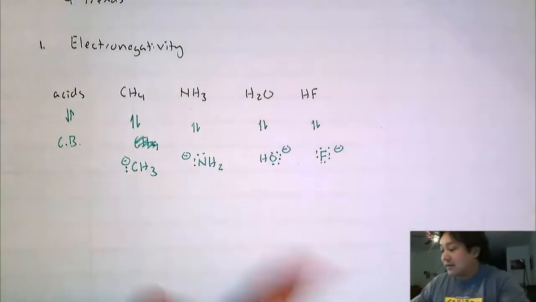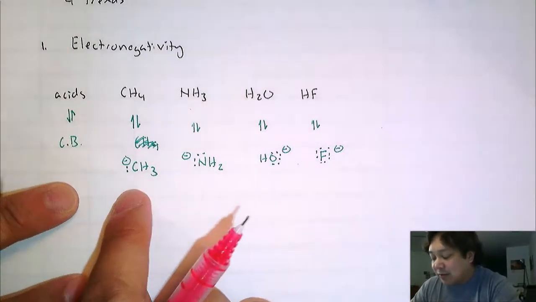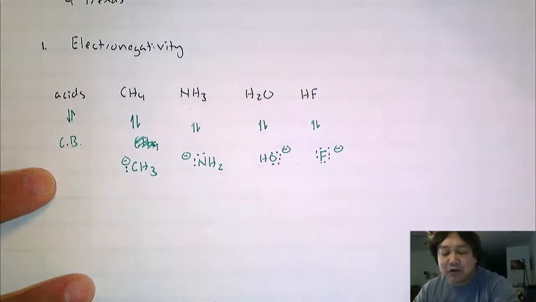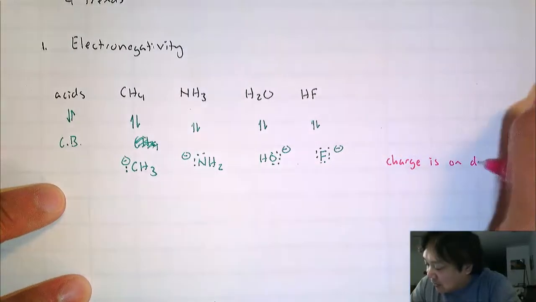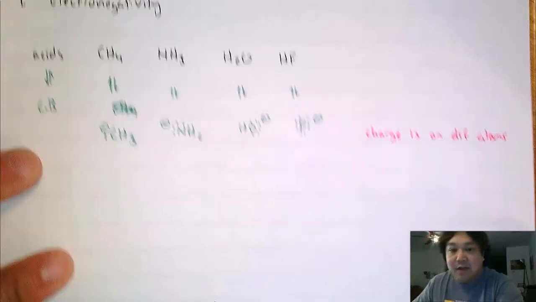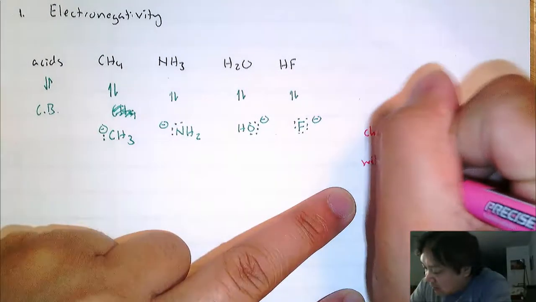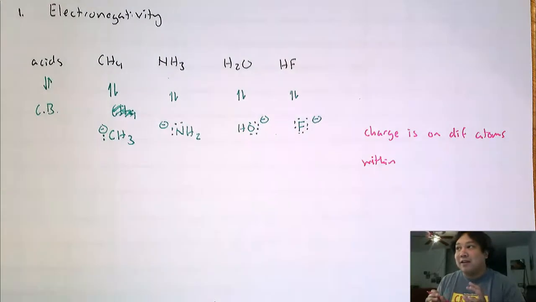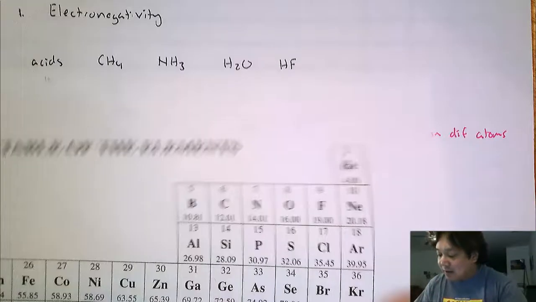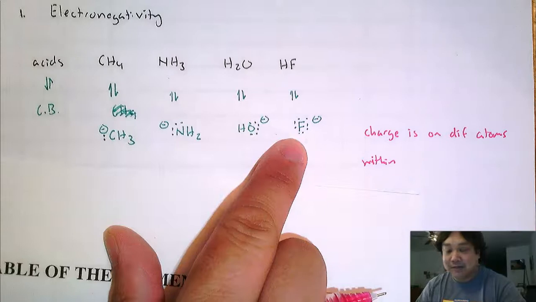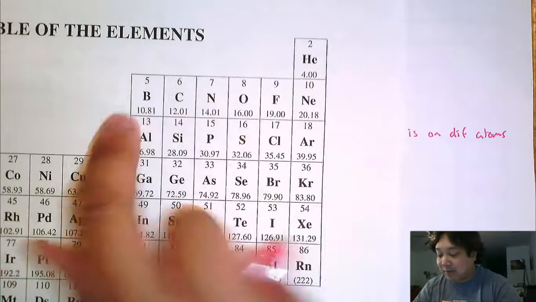Stability now of anions. When you notice that the difference between each of these conjugate bases is just where the charge is, you can notice that the charge is on different atoms. But even more important, those different atoms are within the same period. Let's get the periodic table. C minus, N minus, O minus, F minus. C, N, O, F. Same period, the same row.